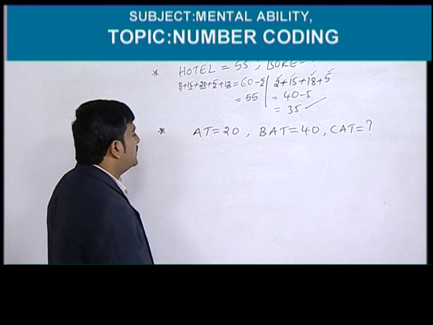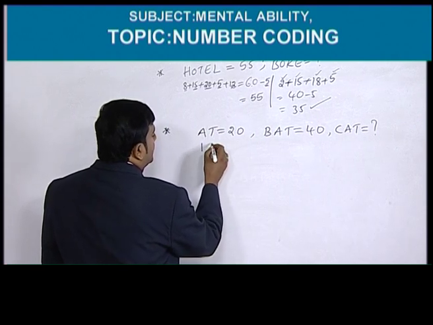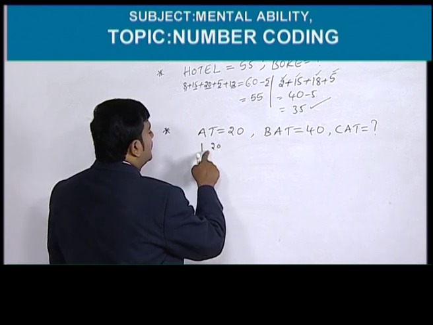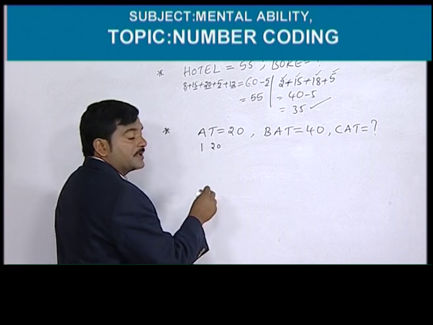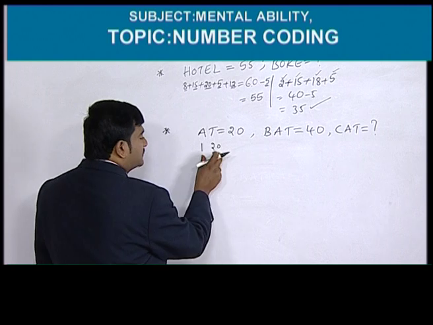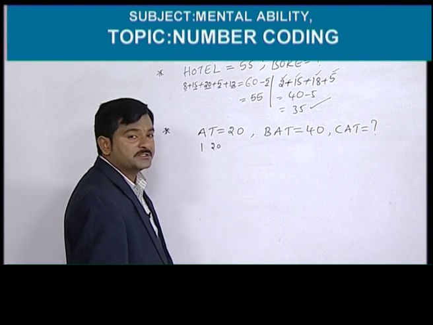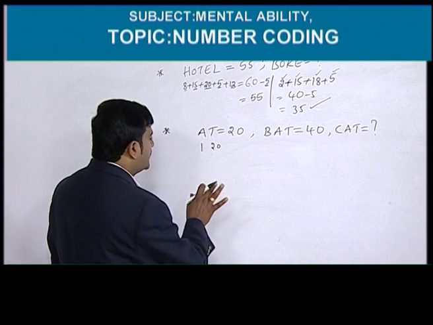Okay, see, observe here, let's see how 20 came. Here A means how much? 1. T means how much here? 20. So 1 is there, 20 is there. If I am adding both, I should get 21, but 20 is there. If I subtract both, 20 minus 1, I have to get 19, but how much is there? 20 is there. Okay, so keep that aside.